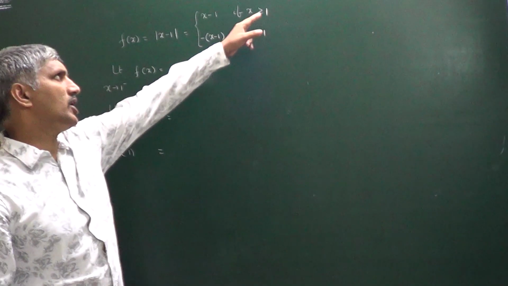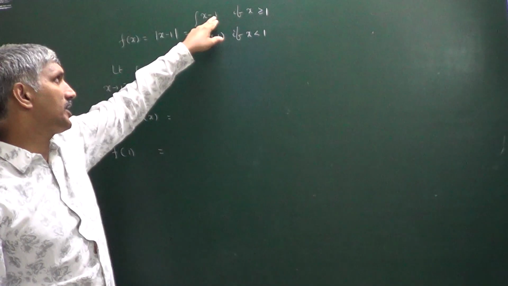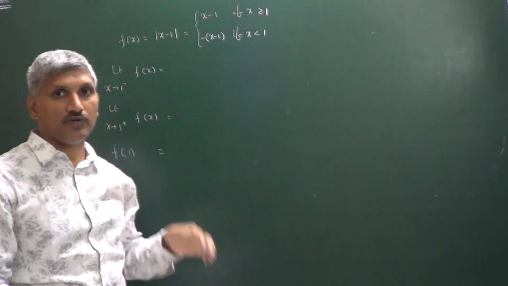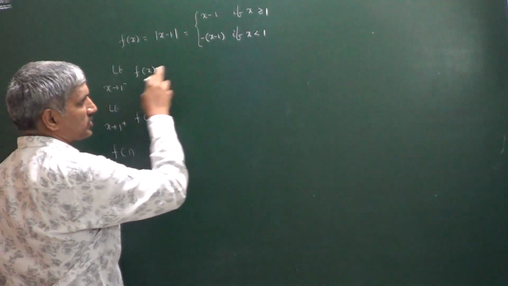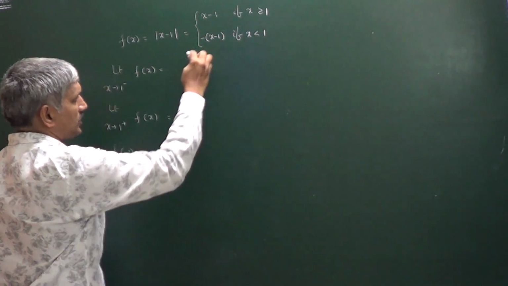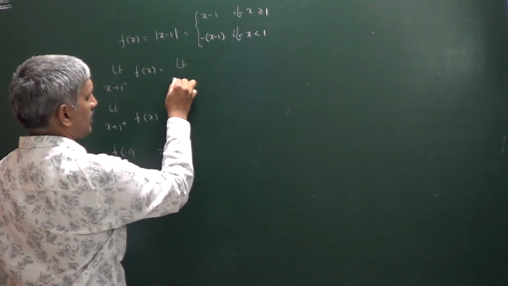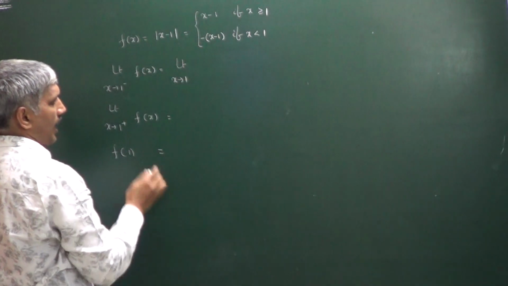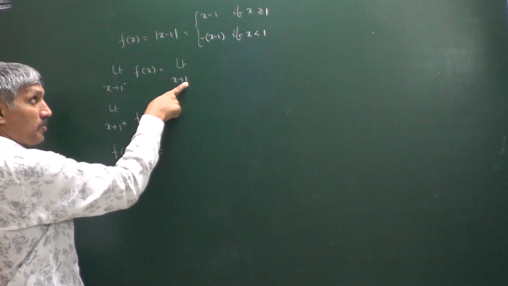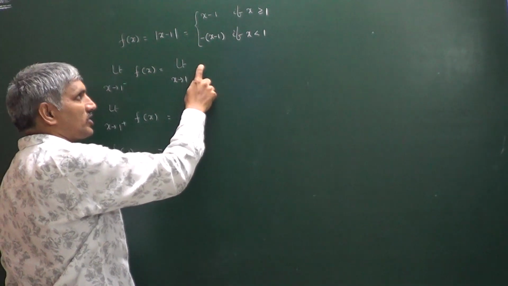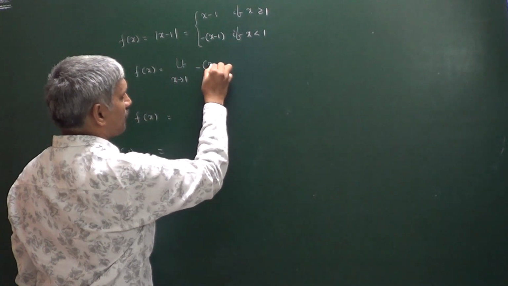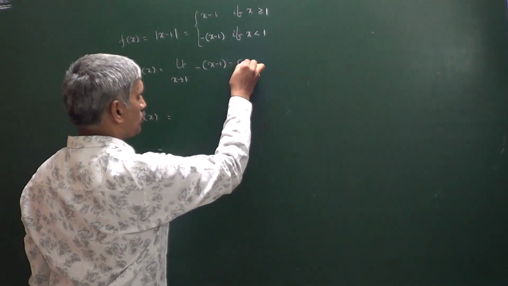When x is greater than or equal to 1, mod x minus 1 we can write as x minus 1. When x is less than 1, mod x minus 1 we can write as minus of x minus 1. Now 1 minus means less than 1. In the less than 1 case, that is the function. So we are writing limit x tends to 1, I am writing 1 only, whether you observed or not. But what I am writing here is, for the 1 minus case, less than 1, whatever the function is, that is equal to 0.